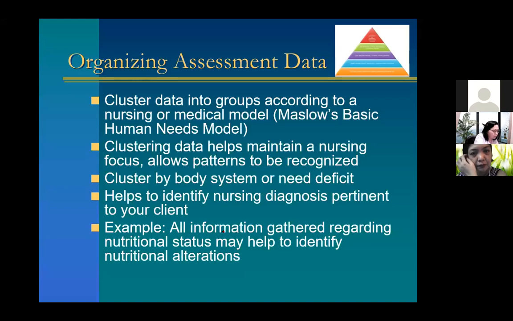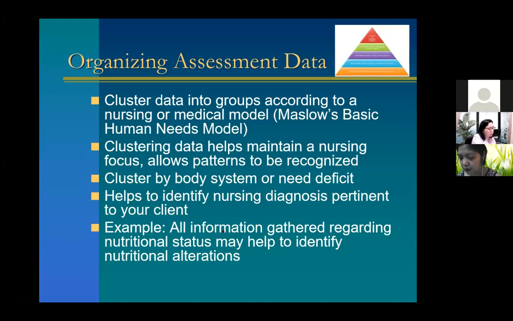So organizing assessment data. Okay, so bakit ba kailangan i-organize yung data? Because this will help you on what or which problem you're going to prioritize first. Okay, so cluster the data into groups according to a nursing or medical model. So you can use your Maslow hierarchy. Very common ang Maslow hierarchy sa pag-justify kung anong gusto mo unang nursing diagnosis na i-prioritize. Okay? Then clustering data helps maintain a nursing focus, allow patterns to be recognized. So let's say, for example, alin dito sa data mo ang other physiological? Or alin sa data mo ang under safety? Or alin dito sa data mo ang other emotional?